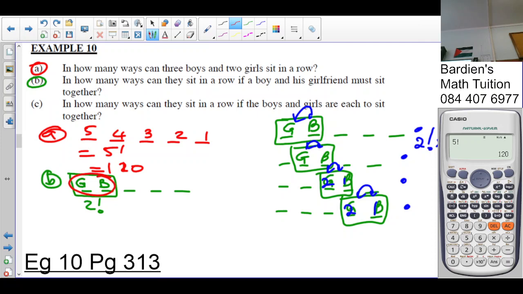There's 1, 2, 3, 4 options now. Can you see that? So it will be 4, then 3, then 2, then 1 option. So in other words, that is going to be 4 factorial. That's going to be 2 factorial times 4 factorial, which is 48.